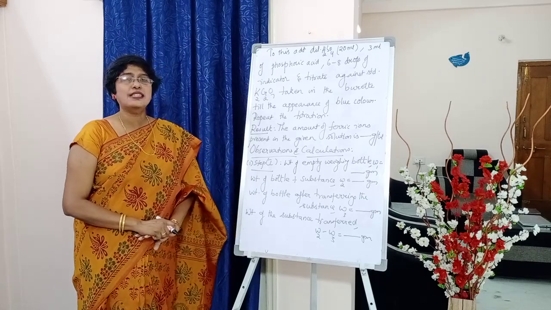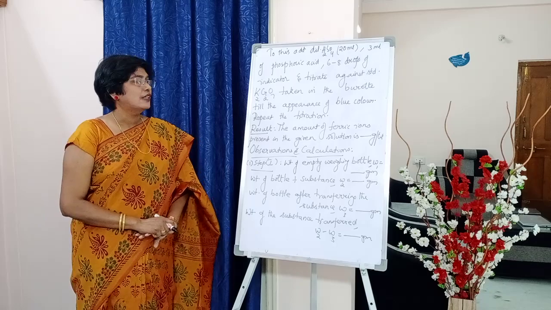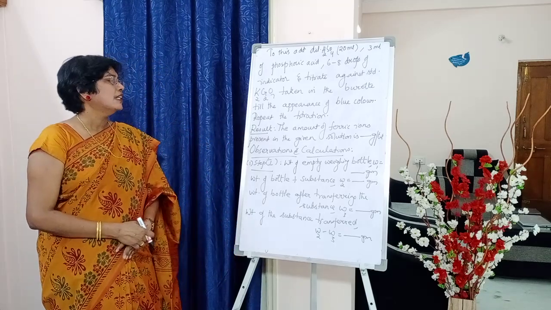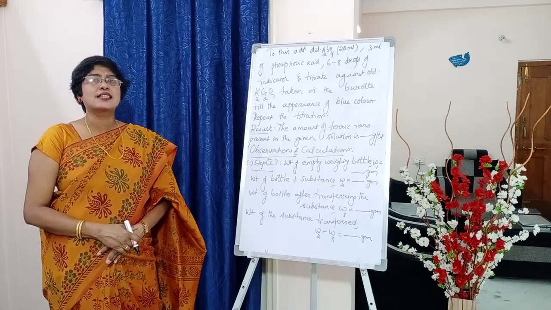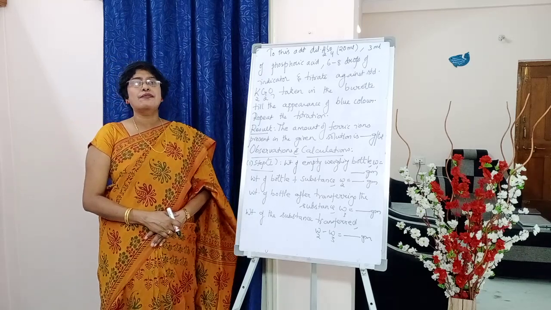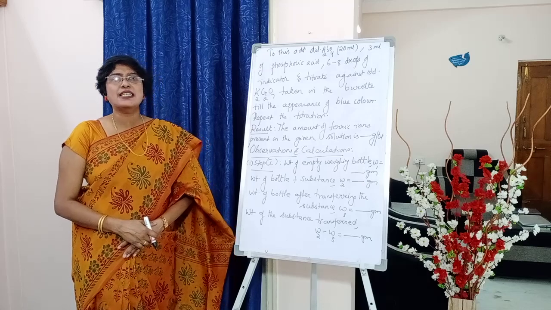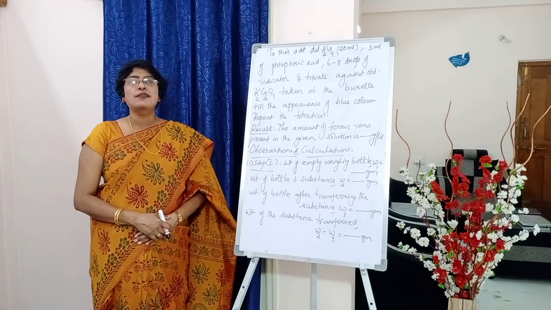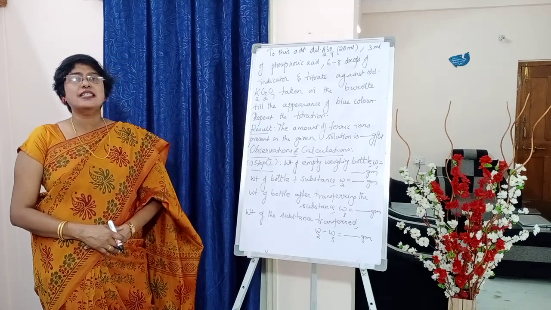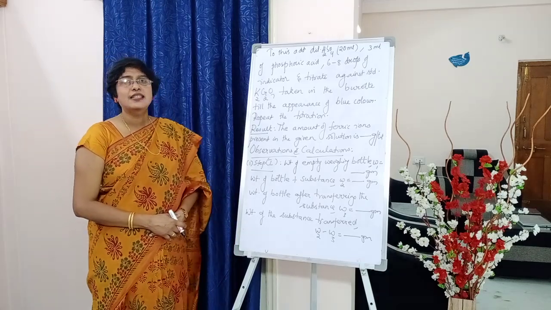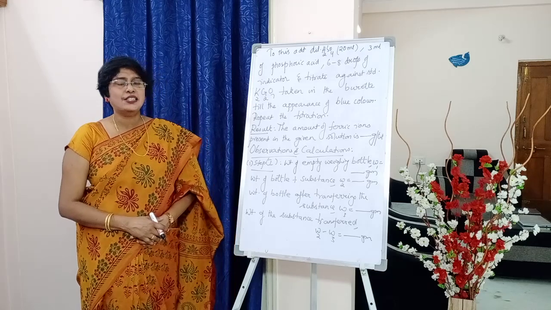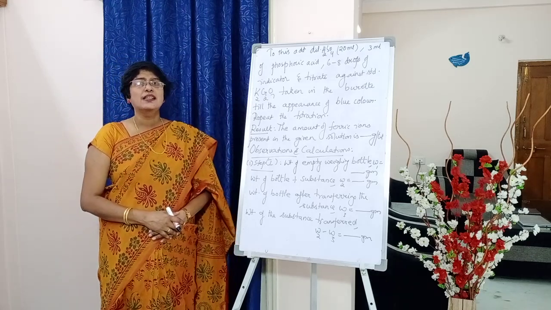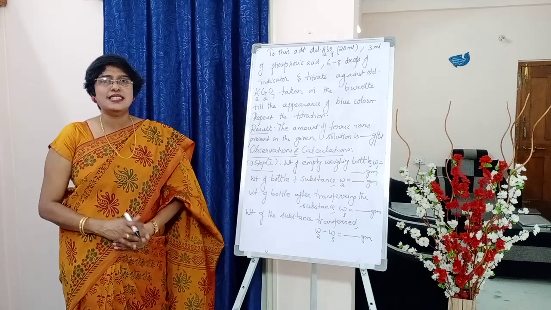Full stop. Okay, students, this is the second step. So, last, after that, write down result. Result. The amount of ferric ions present in the given solution is dash grams per liter. Full stop. Okay. So, this is the procedure.